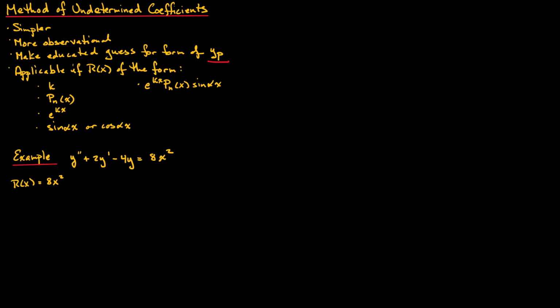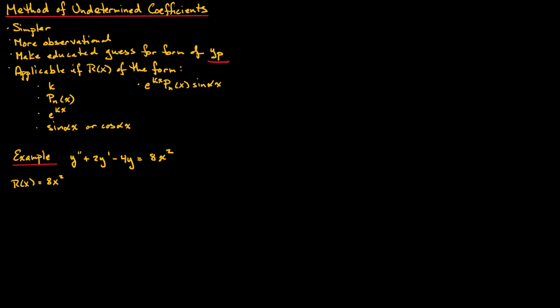In this video, we're going to look at a different method for solving second-order linear non-homogeneous ODEs. This method is called the method of undetermined coefficients. It's somewhat simpler than other methods such as variation of parameters. It requires some observation, and we need to make an educated guess for the form of the particular solution yp.